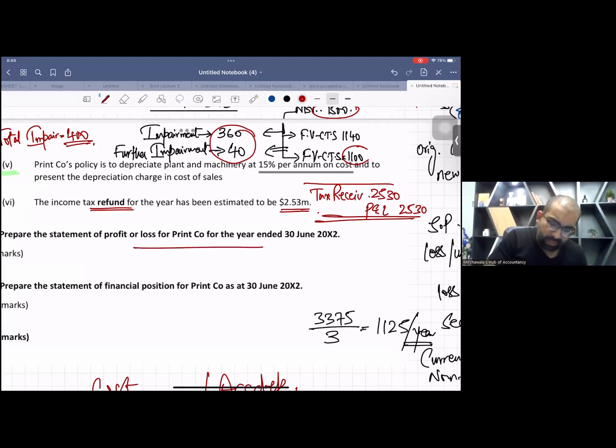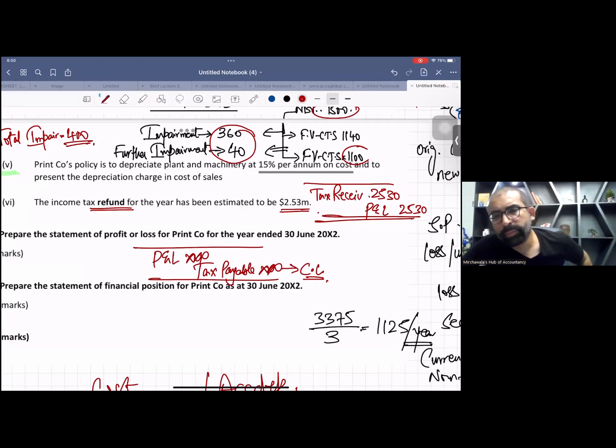See, when there is an expense, we make the entry P&L debit and tax payable credit. Remember the entry of current tax. Normally this is your current liability. But this time the transaction is reversed. This time the transaction is totally opposite, right?